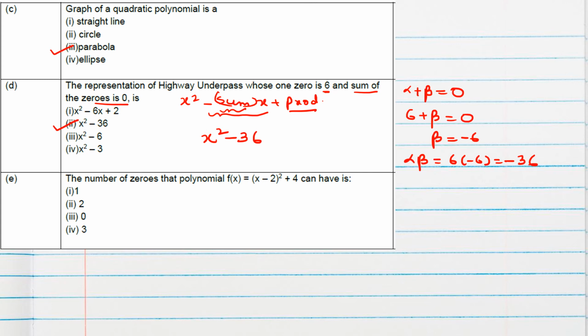Number of zeros that a polynomial can have. Now the degree of the polynomial decides the number of zeros. So if the degree is 2, the number of zeros at most will be 2, isn't it? So say the second is your option. So these are the two case study questions. I hope you understood.